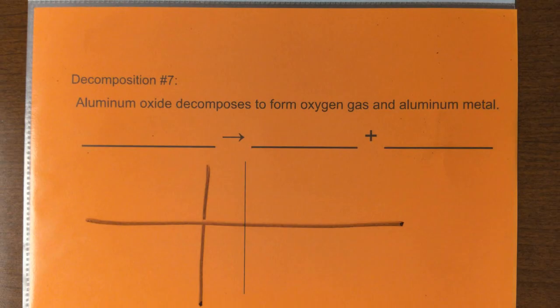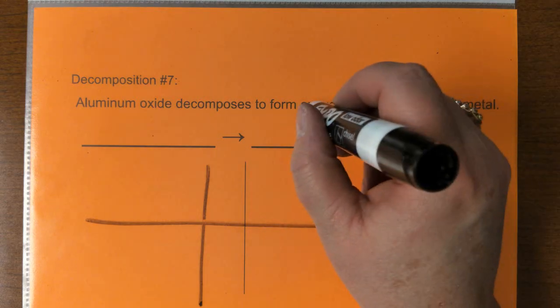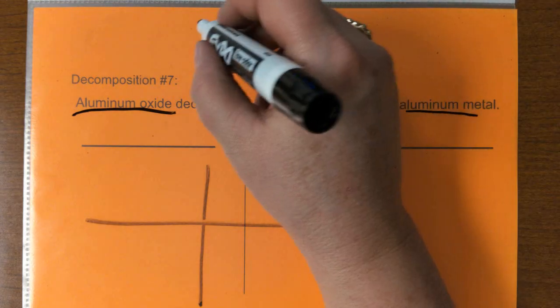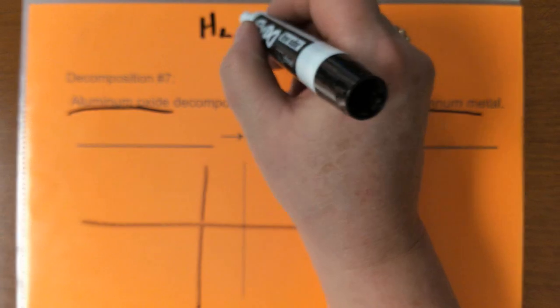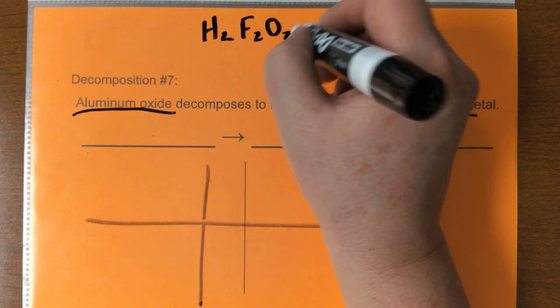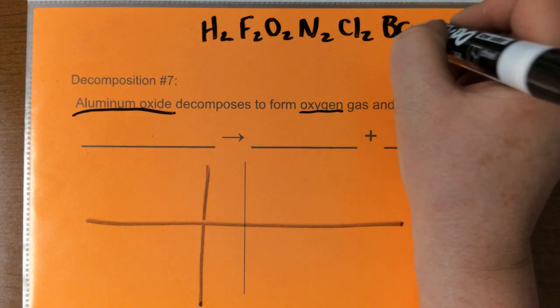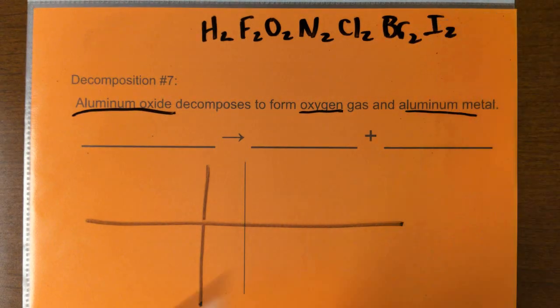Sometimes you may run across word equations. With word equations, you need to switch the words into actual formulas. So I underline everything that's present. Remind yourself of your diatomics. Those are your diatomics.